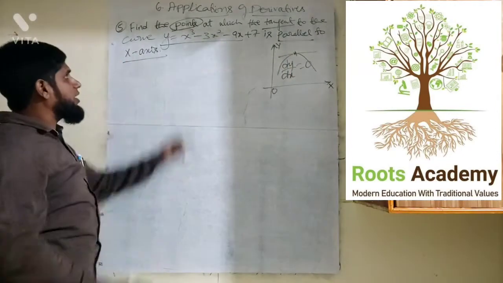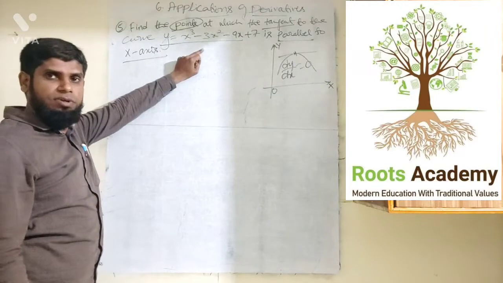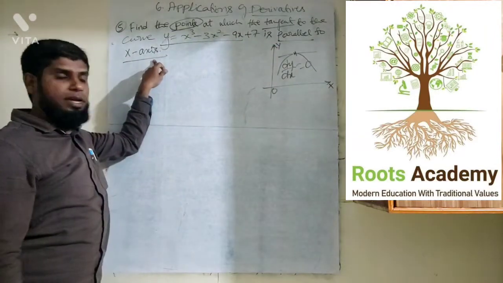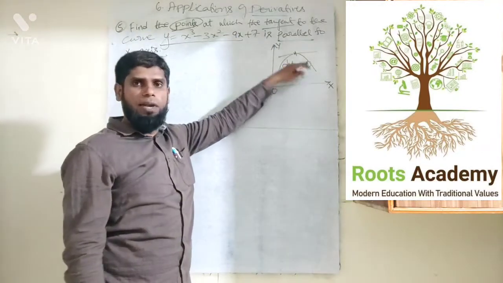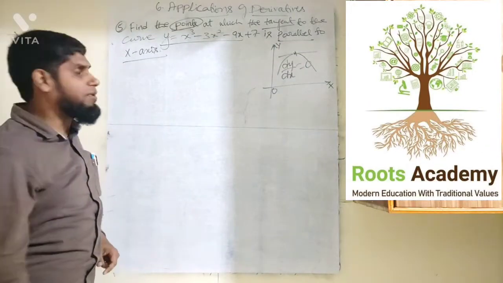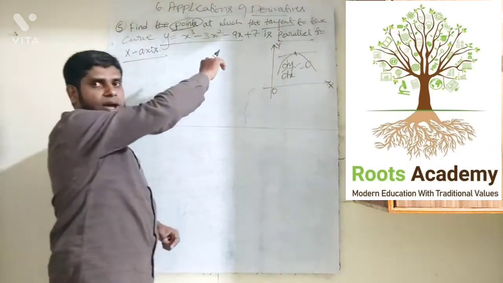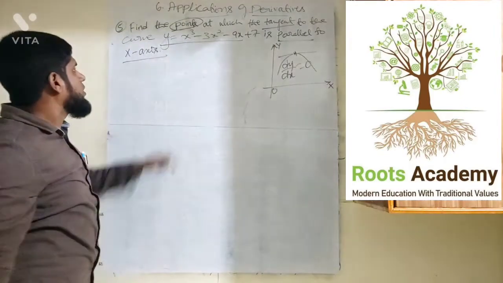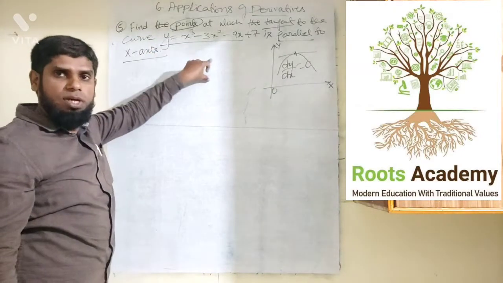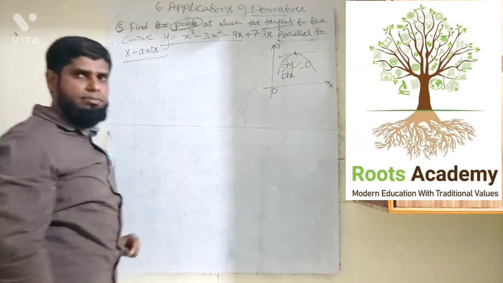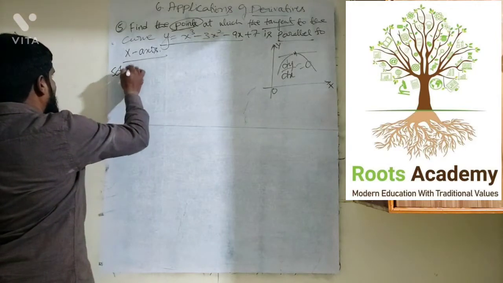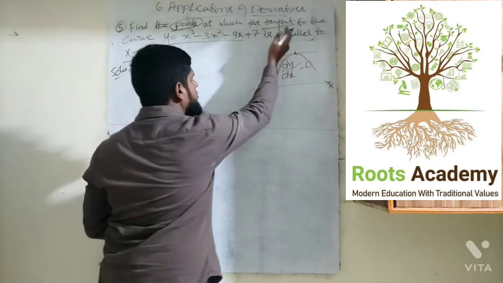So first we will find the derivative of this curve, and since it is parallel to x-axis, we can consider it is 0. With the help of that, we will find the values of x. Then that value we will substitute to the curve. We will get the y value, and those are our points. Let us solve this with just a rough diagram.